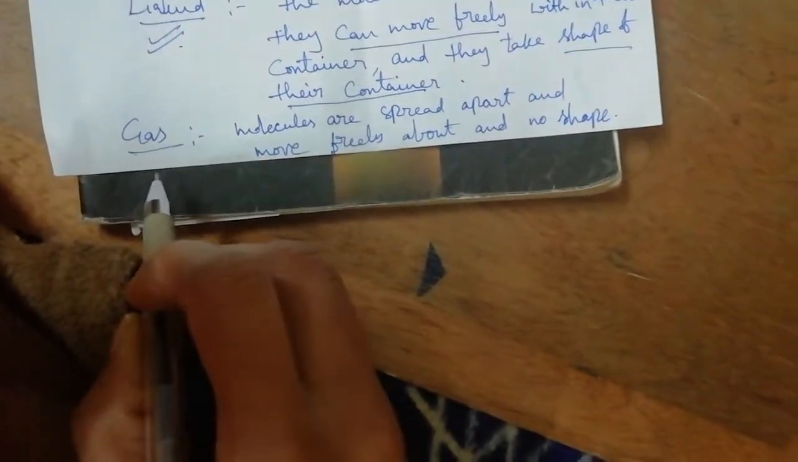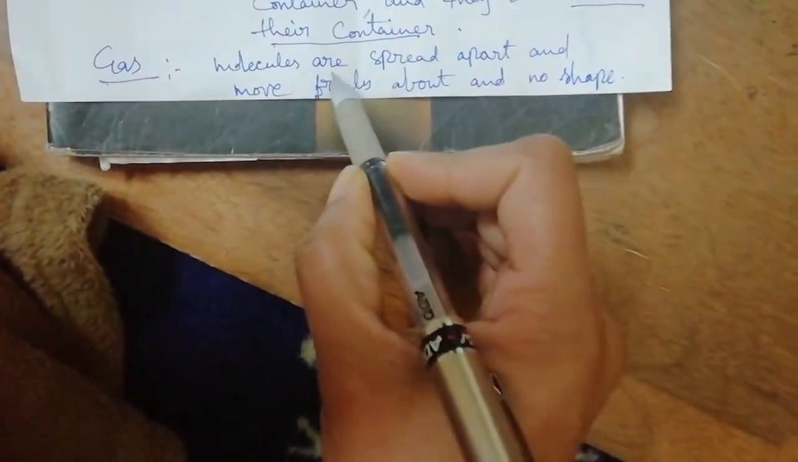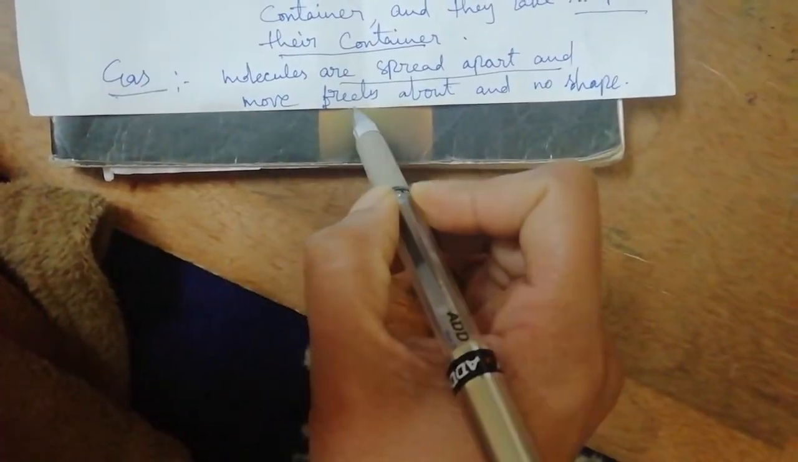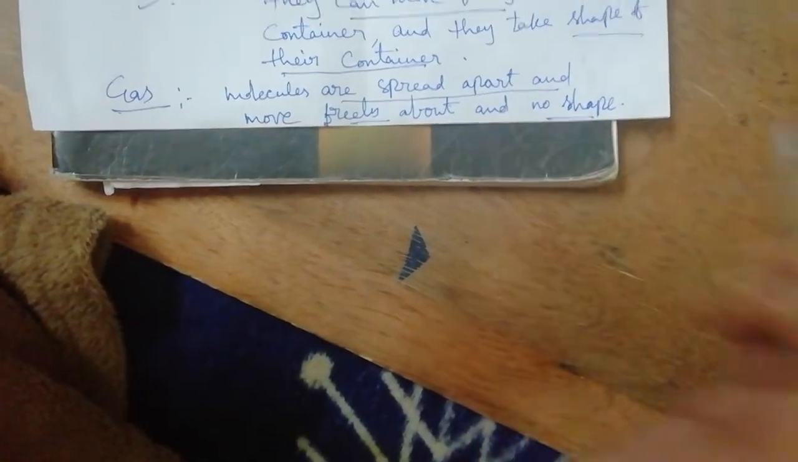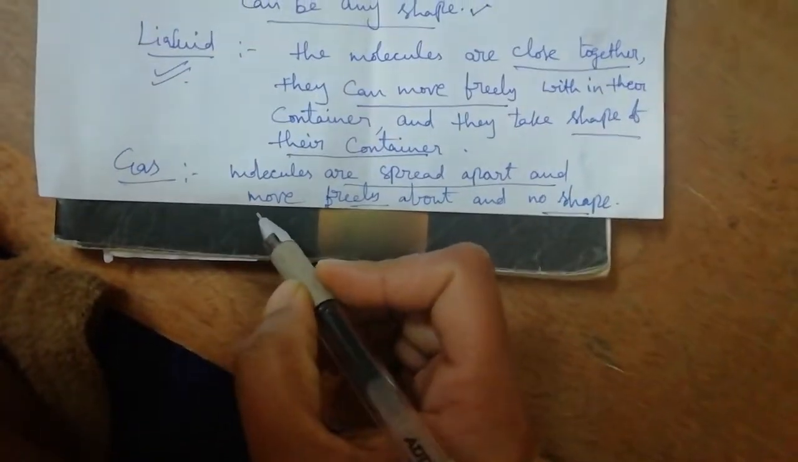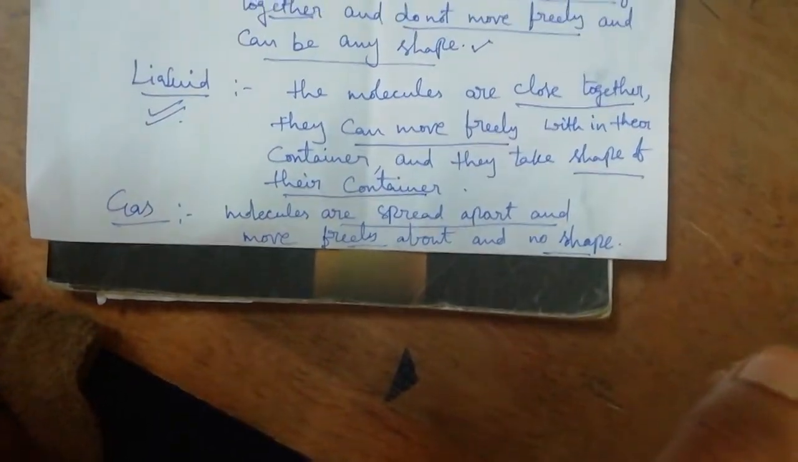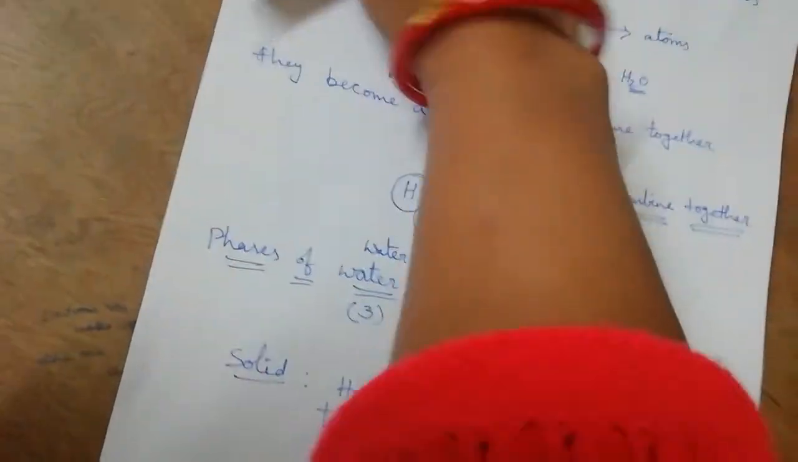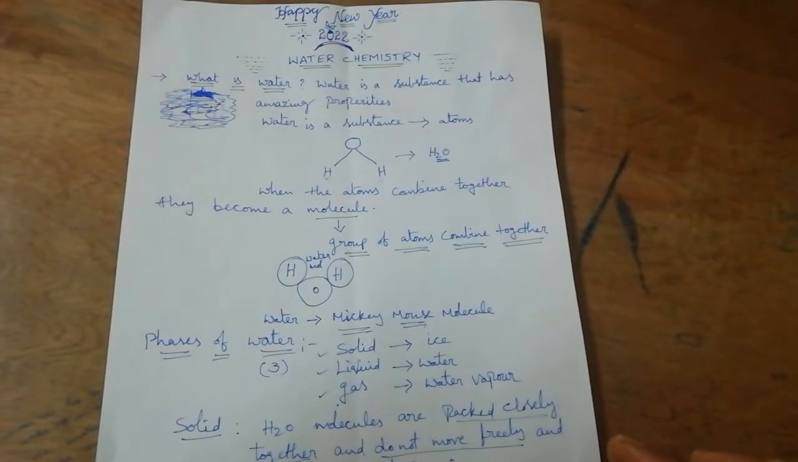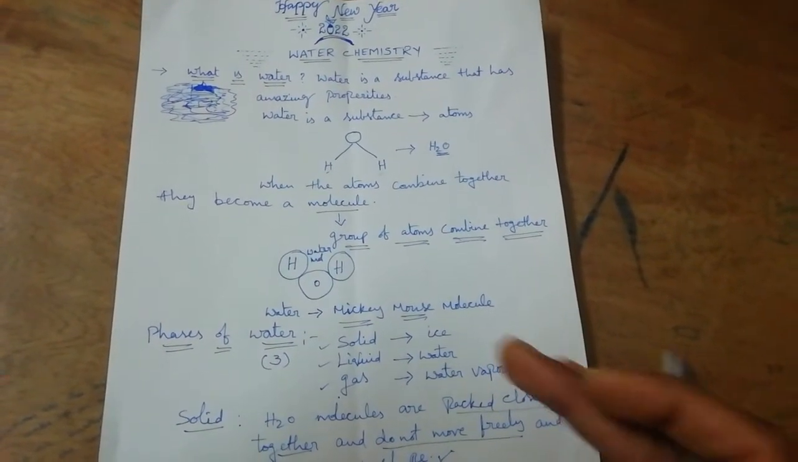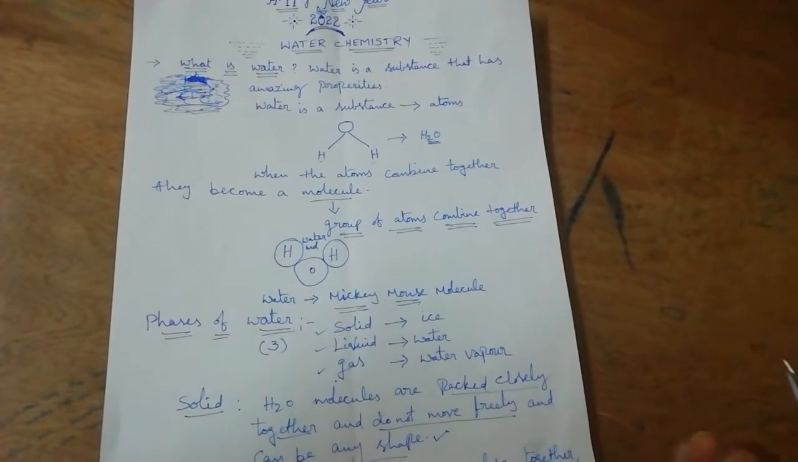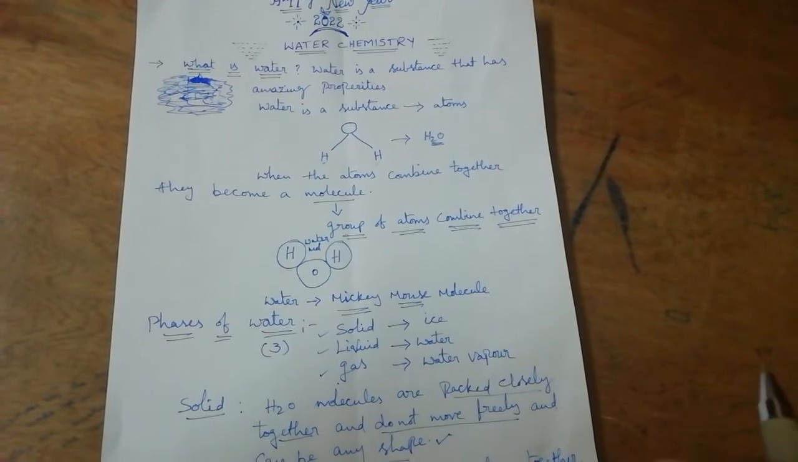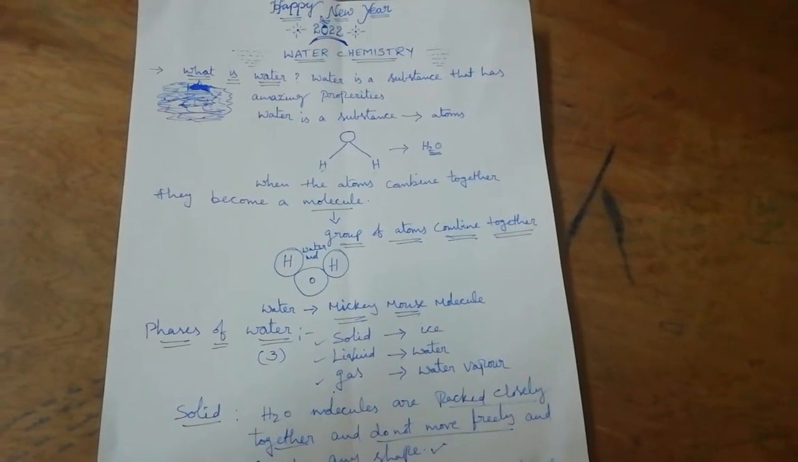And the next phase is gas. Molecules are spread apart and move freely about and have no shape. In this phase, H2O molecules have no shape. So for primary level kids, you should introduce this topic with these basic points. At least the basic lines about water they need to know.